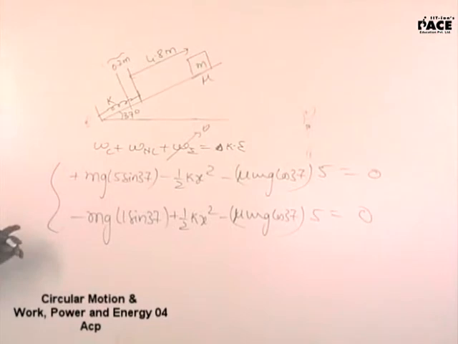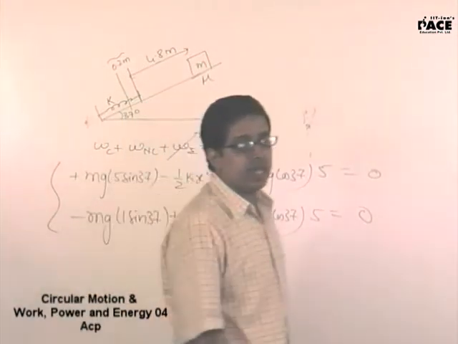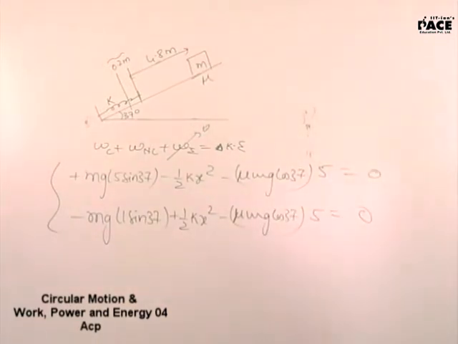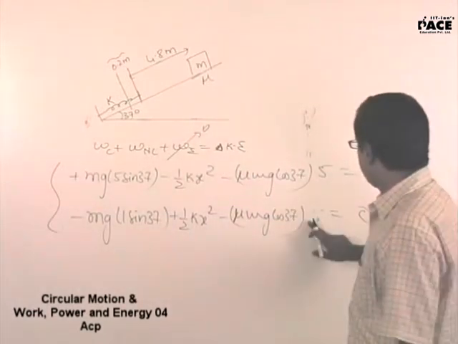Two equations and two variables. Add it up. Mass of the body is given. K is one variable. So in the second equation, the minus mu mg cos 37 into 1. Into 1. You are right.